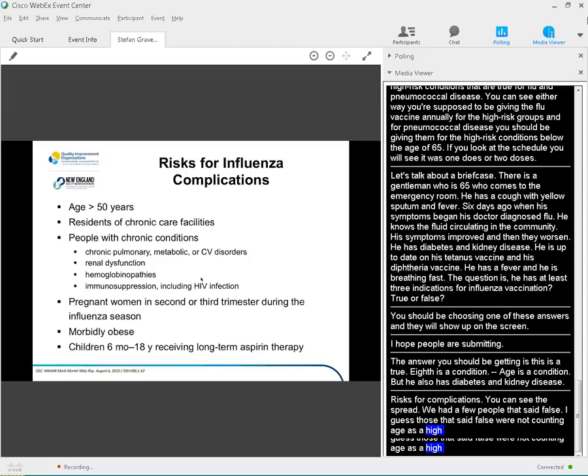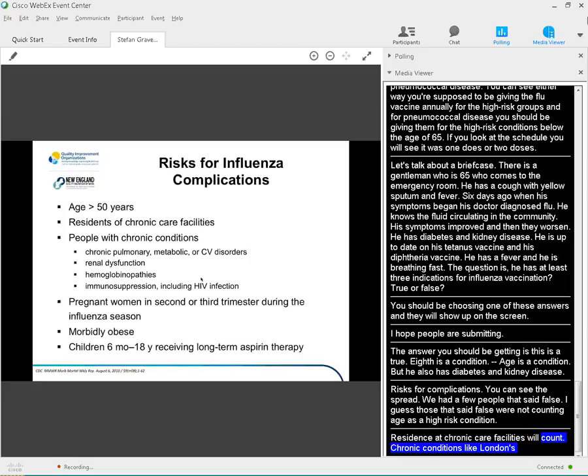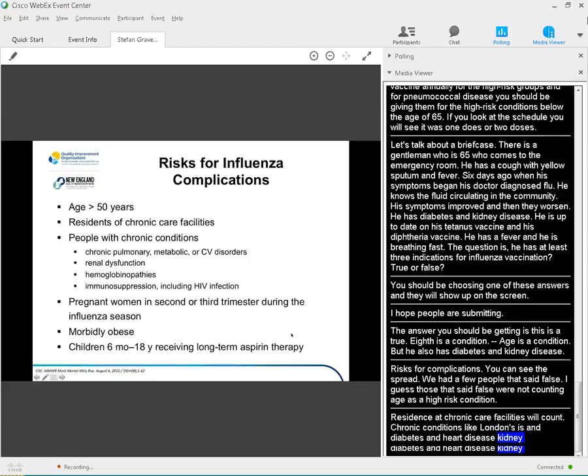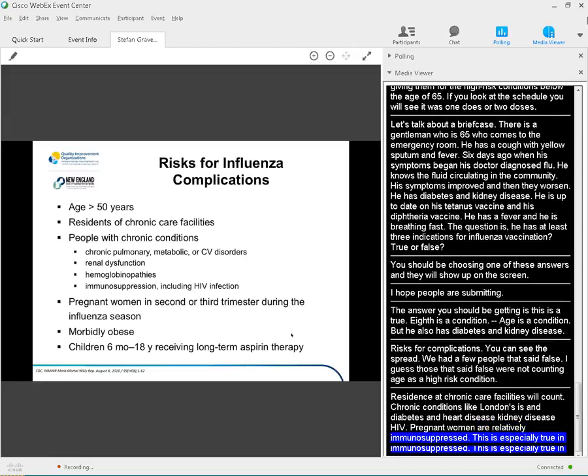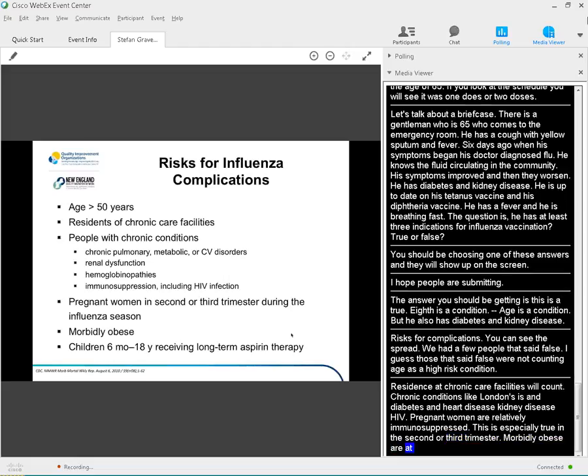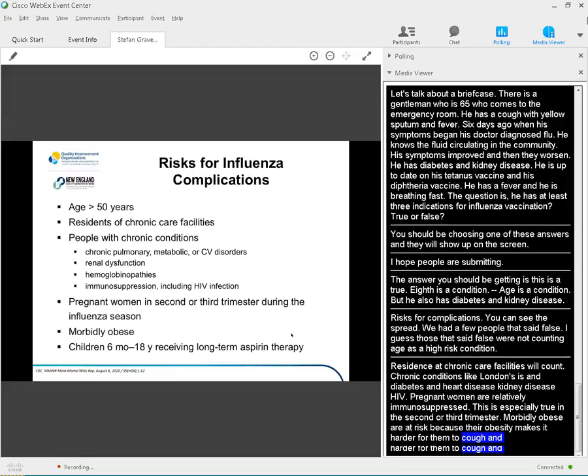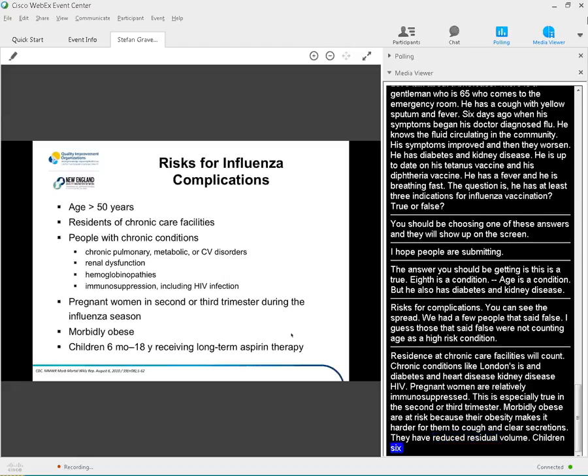Chronic conditions like lung disease, diabetes, that's a metabolic disorder, heart disease, kidney dysfunction, hemoglobinopathies, HIV infection, immunosuppression, including cancer. Pregnant women are relatively immune suppressed. This is especially true in the second or third trimester. Morbidly obese are at high risk because their obesity makes it harder for them to cough and clear secretions. They have reduced residual volume. Children 6 months to 18 years old, if they're on aspirin therapy, have a risk for a rare disease called Reye's syndrome. So if they're on aspirin, they have a virus condition, and therefore they're at risk for complications.